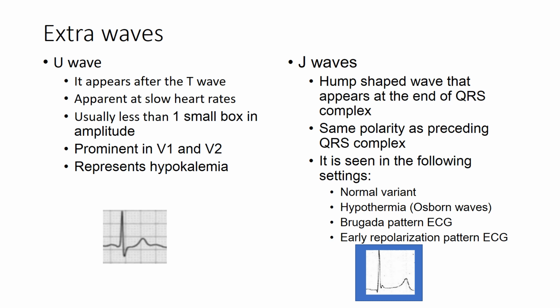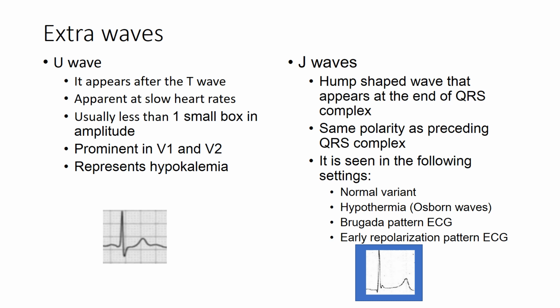Some extra waves can also be visualized on ECG, and the most important is the U wave. It appears after the T wave, and it is usually apparent at slow heart rates, and is usually less than one small box in amplitude, more prominent in leads V1 and V2, and it represents hypokalemia. Here we have shown a complex with somewhat flattened P wave, QRS complex, then ST segment, then T wave, and a small deflection after the T wave, which is termed the U wave.